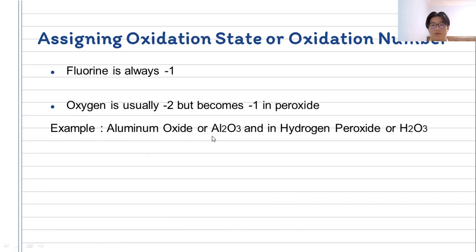In this example. But in a peroxide, this is H2O2, sorry. In a peroxide, it becomes -1. So H2 is +1 times 2, which is +2, but if oxygen is normally -2, the total is not 0, right? This is not a neutral compound. But in a peroxide, the oxygen becomes -1. So H2 is +2 and O2 is -2. So this also is a neutral compound.